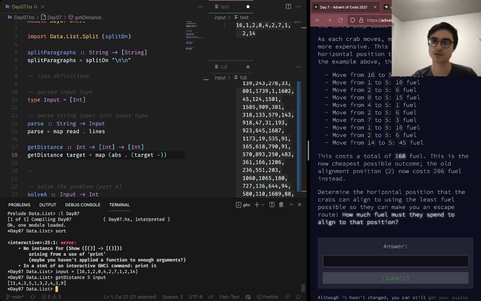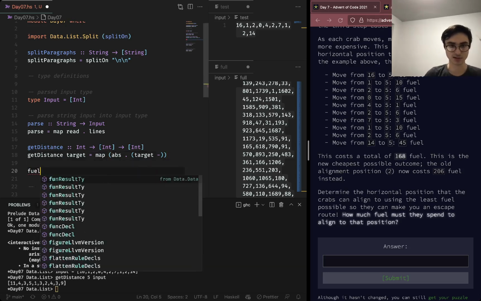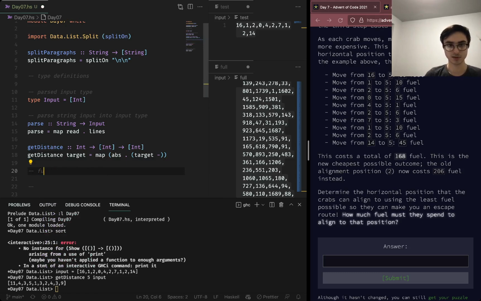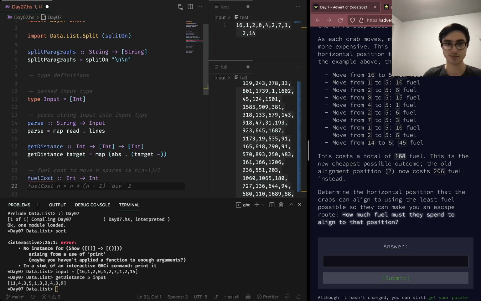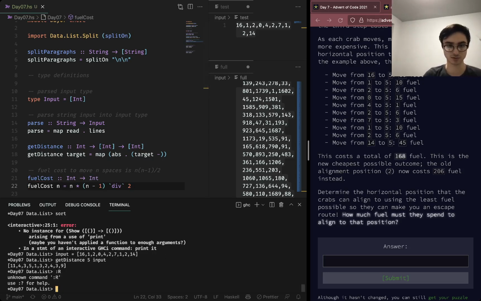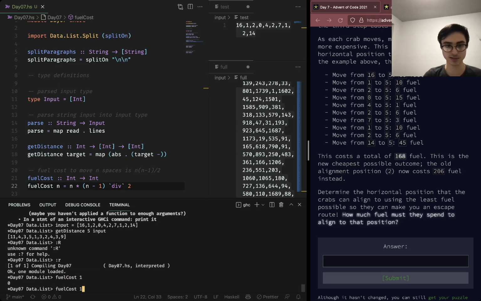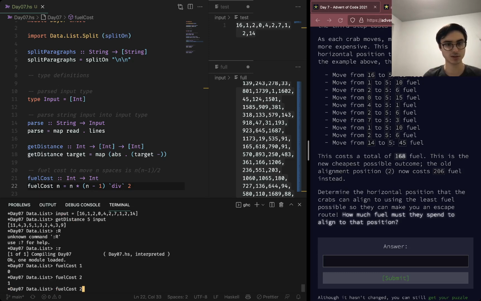And then we need to convert those into the actual cost, the fuel cost. So fuel cost to move n spaces is, and then what's the equation for that? It's n times n minus 1 over 2, right? So I'm gonna let Copilot do that for me. I think that is right. So let's just make sure. Fuel cost to move 1 space is 0, 2 spaces is 1. I think that it's n plus 1, isn't it?